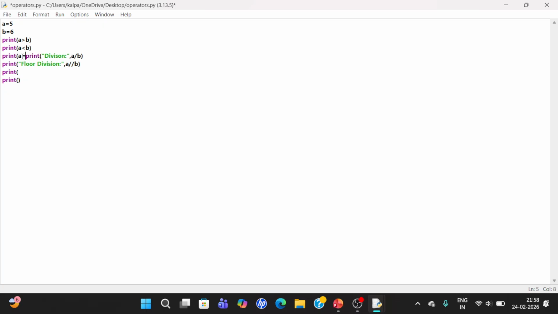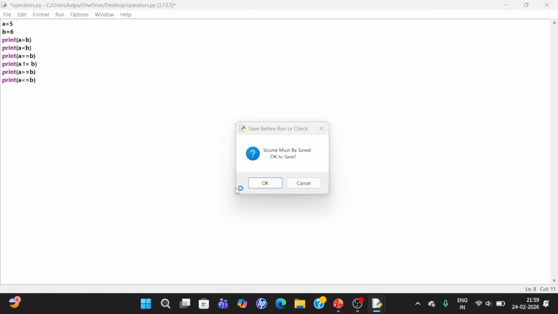Print A equals to B. Next, print A is not equals to B. Next, A is greater than or equals to B. Next, A is less than or equals to B. Let's see the output, how it runs. Run.